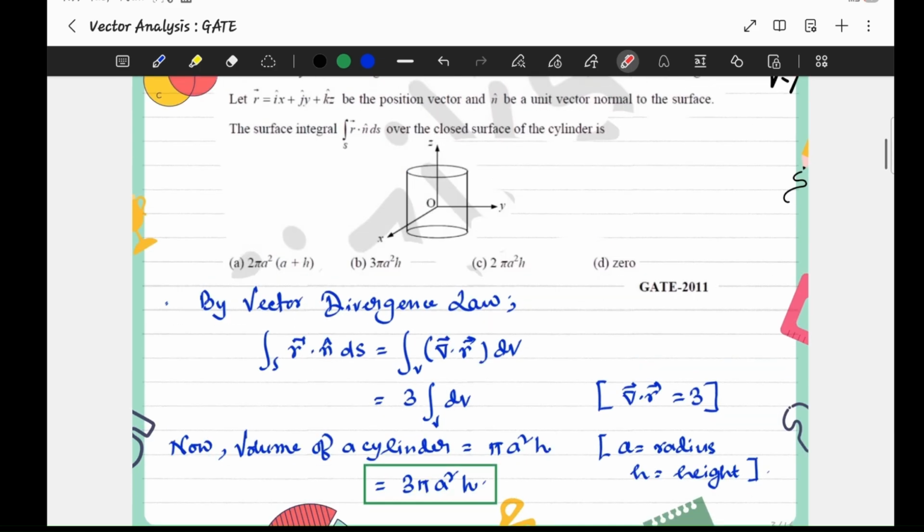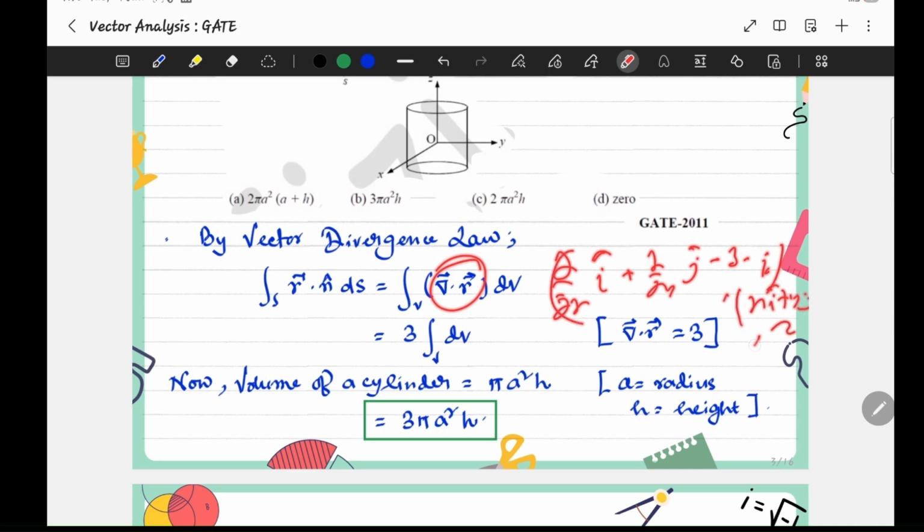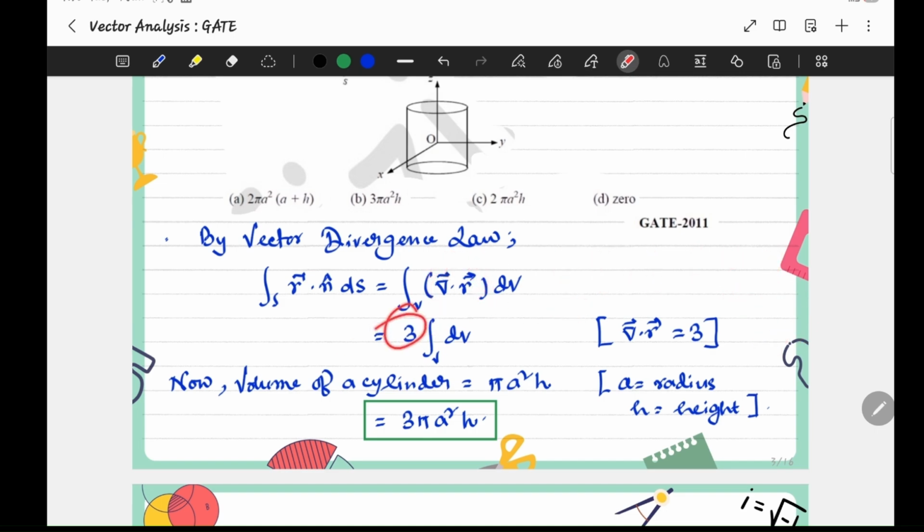तो इसको कैसे करेंगे? See, how can you solve that? It's a very simple thing. The surface integral is r dot n ds. So by the vector divergence law, what we know? R dot n cap ds equals del dot r dv. Del dot r means del x i cap plus del y j cap plus del z k cap dot x i cap plus y j cap plus z k cap. So here del dot r will give you 3, and the integration of volume dv.